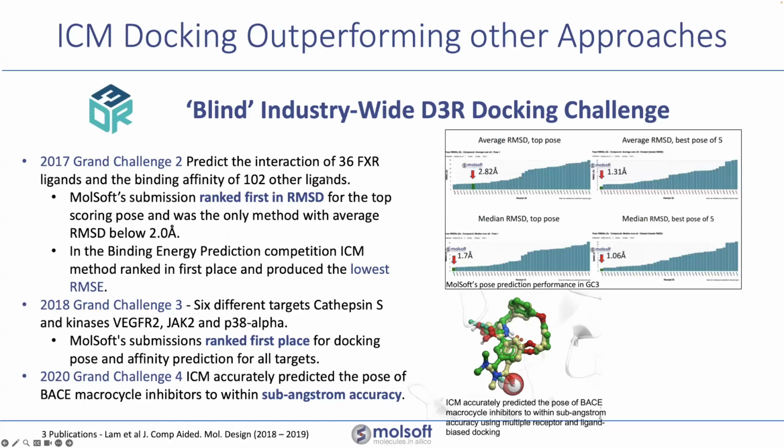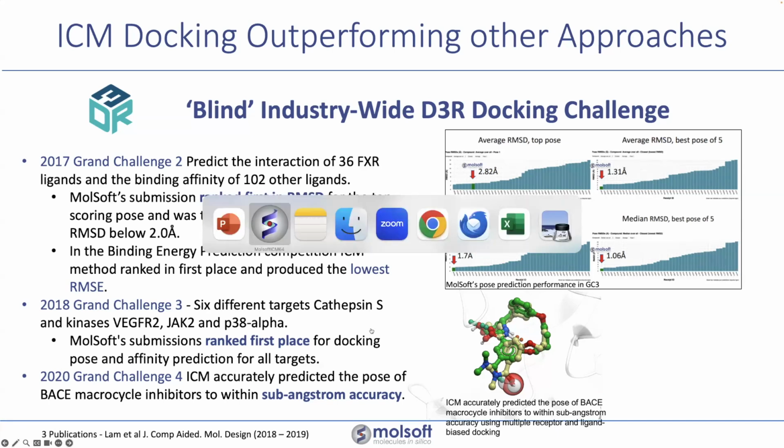As for the performance of ICM docking, the last industry-wide docking and screening competition was the D3R docking challenges. There were 3 that we competed in, and in all 3, ICM outperformed the other methods in terms of redocking the ligand and virtual screening, ranking and scoring, as well as the prediction of binding energies. These were for FXR ligands. There was a challenge involving kinases and cathepsin, and the last challenge was with macrocycles.